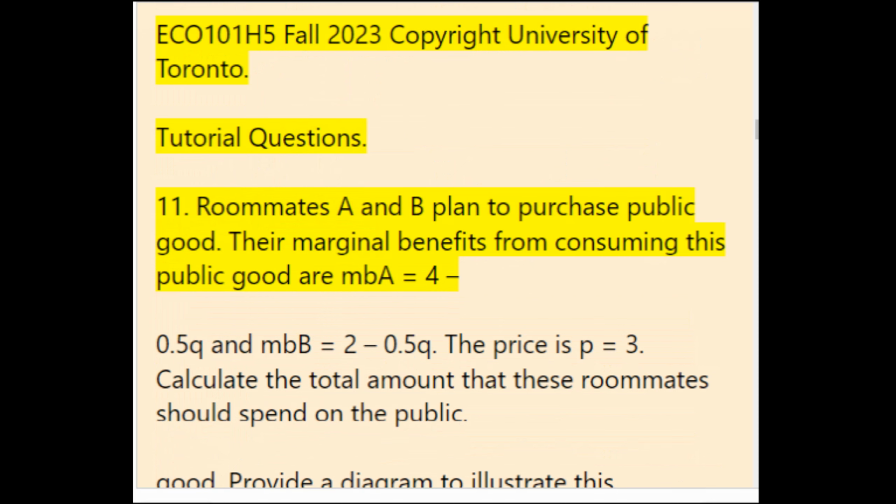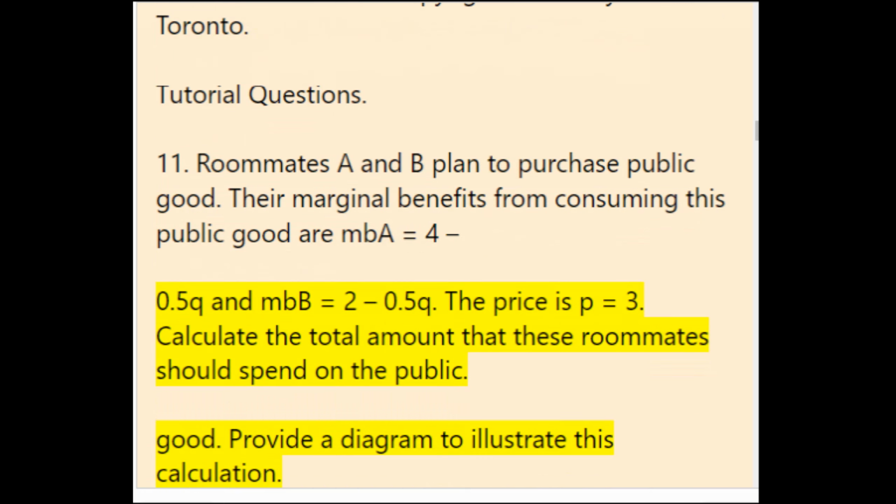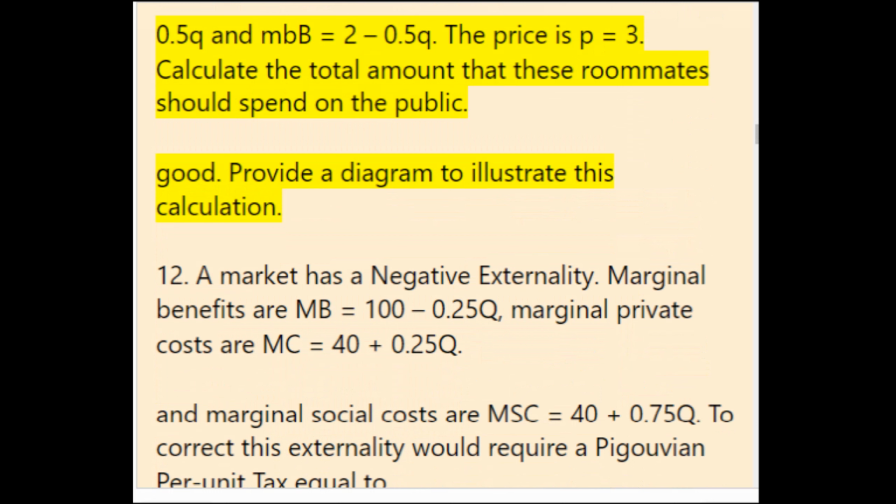Tutorial questions. 11. Roommates A and B plan to purchase a public good. Their marginal benefits from consuming this public good are MBA equals 4 minus 0.5Q and MBB equals 2 minus 0.5Q. The price is P equals 3. Calculate the total amount that these roommates should spend on the public good. Provide a diagram to illustrate this calculation.